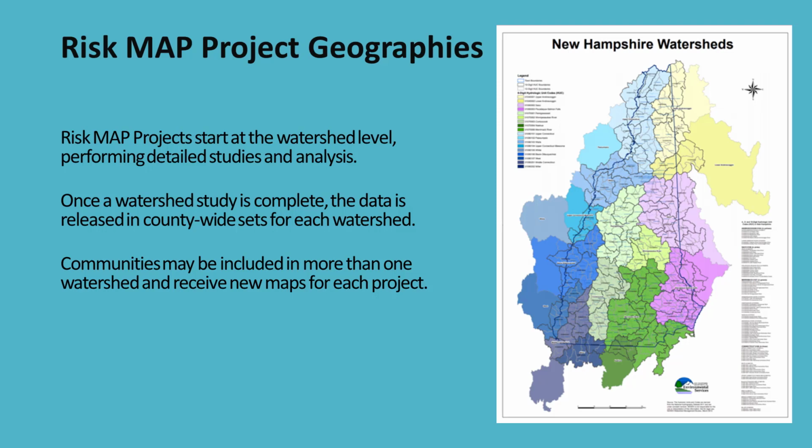For example, a community in Hillsborough County may receive new map panels as part of the Merrimack watershed, but also receive new map panels as part of the Contoocook watershed. These maps would also most likely be adopted into the community's floodplain regulations at different times.